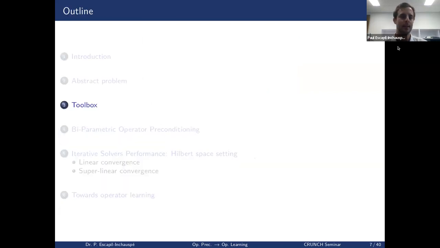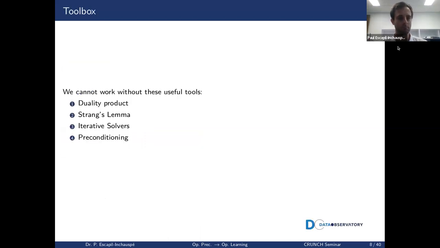This is the context. A few tools of interest, which are very important for this kind of analysis. First, I just defined the duality products. I speak about Strang's lemma, which is very important for the work I'm presenting. Then we get to iterative solvers and some preconditioning.